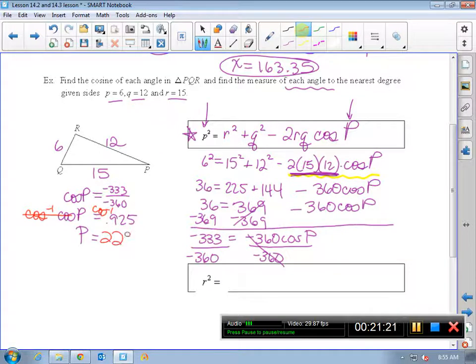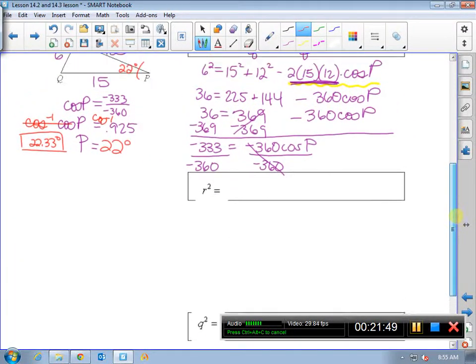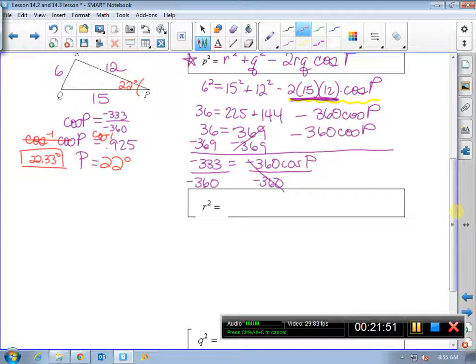So let's round. I think we can round for some of these. Let me do this again on my calculator and make sure we get second cos 0.925, and it was 22.33, if you want to make a note of that. And you want to remember that all the angles of a triangle should add up to 180 degrees. Let's do the same thing, but with R. Let's go find angle R.